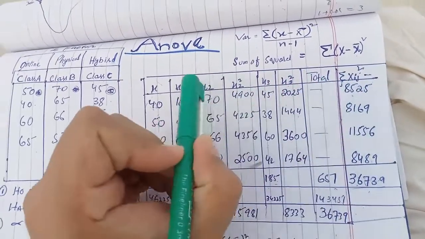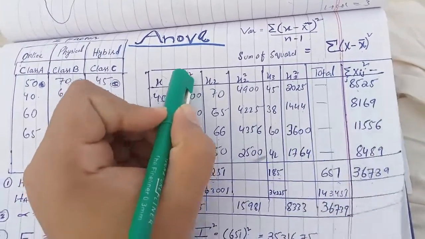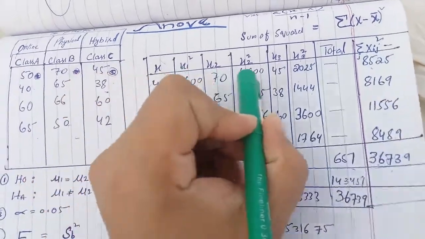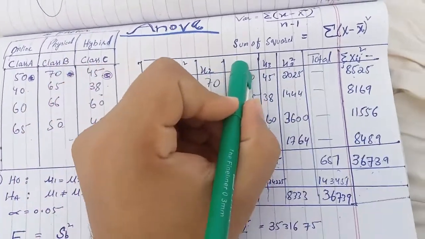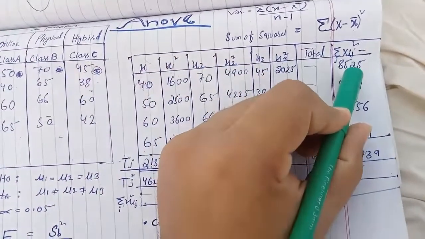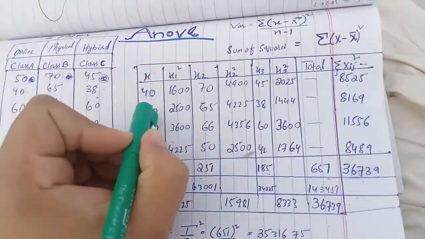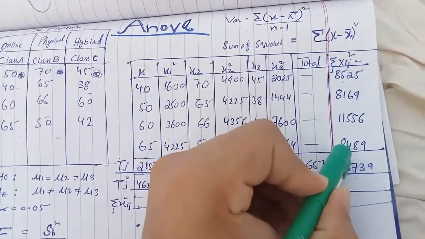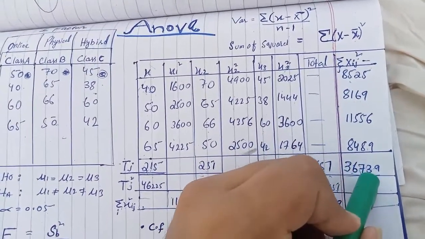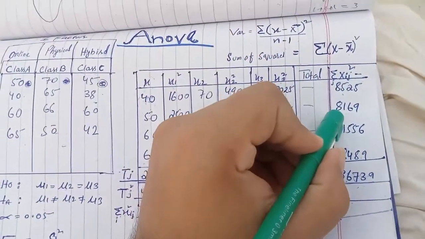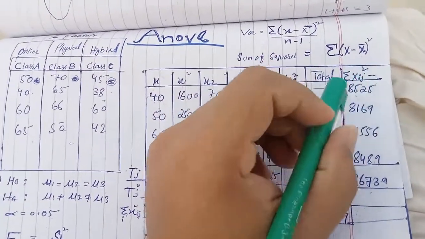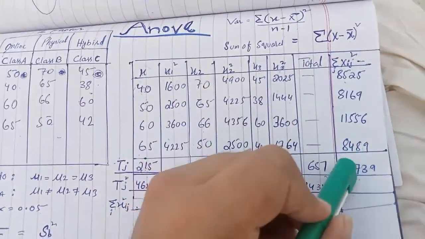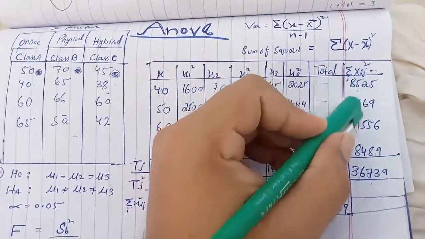It is nothing but the summation of x1 square, x2 square, x3 square by rows. If we do the summation of the x1 square value, the x2 square value, the x3 square values by row, we will get this value. Similarly, for each row we will do the summation. And in the end, if we add these, we'll get this value, 36739. This is the summation of x square: the square of these values, summed by row, and in the end we sum all the values.